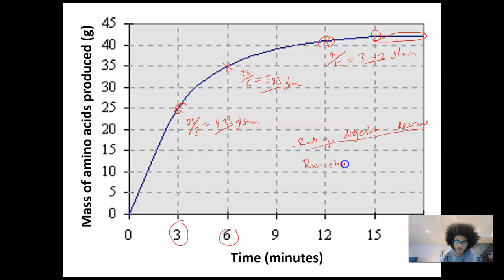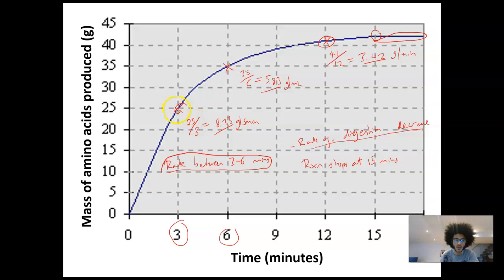at 15 minutes. One thing you might be asked, and this is particularly important when you're talking about the rate of decrease of a nutrient, is what the rate is between two different points. So let's say we're going to work out the rate between 3 and 6 minutes. To do that, we have to find the difference in mass between those two points.